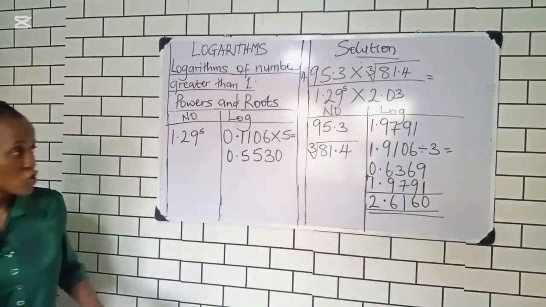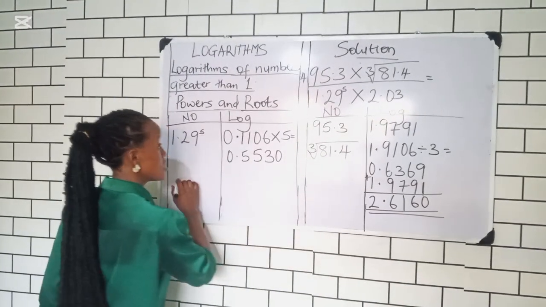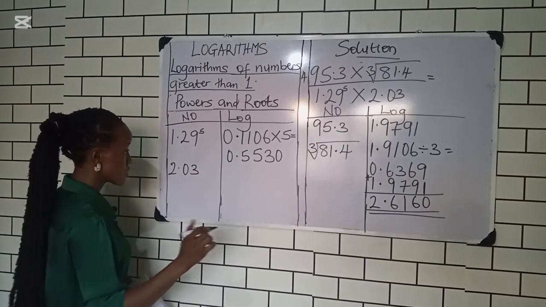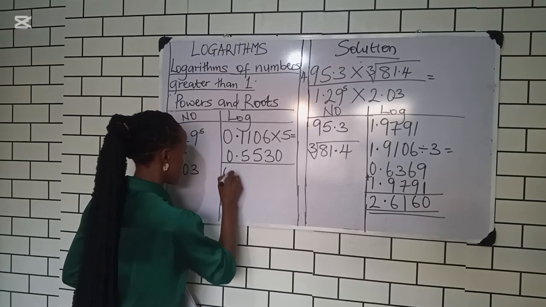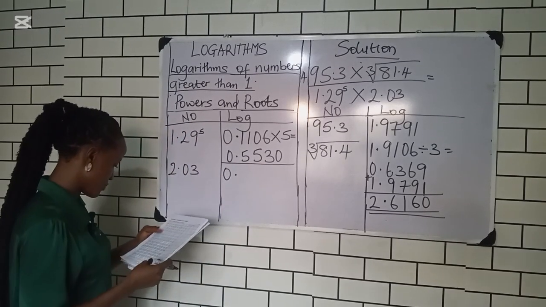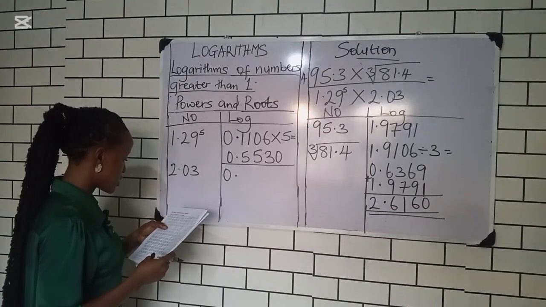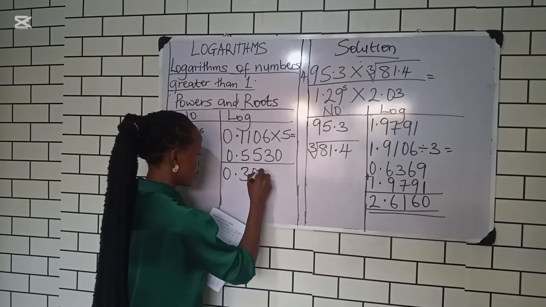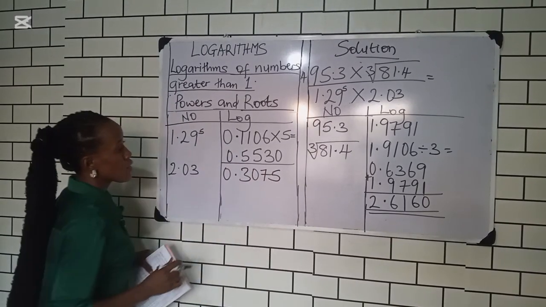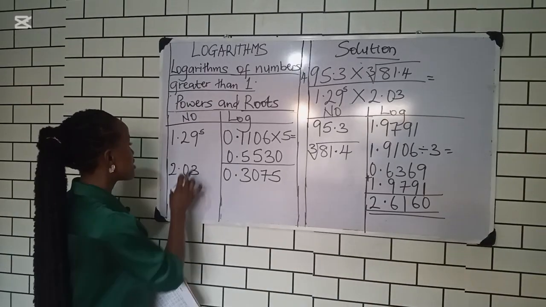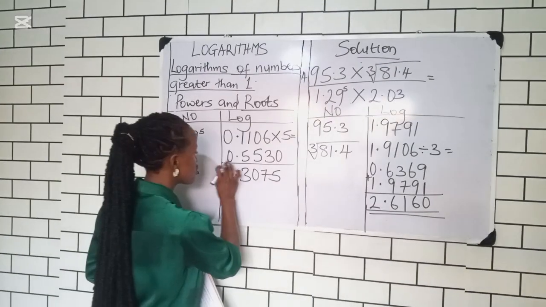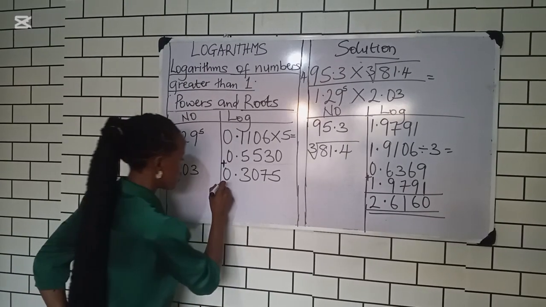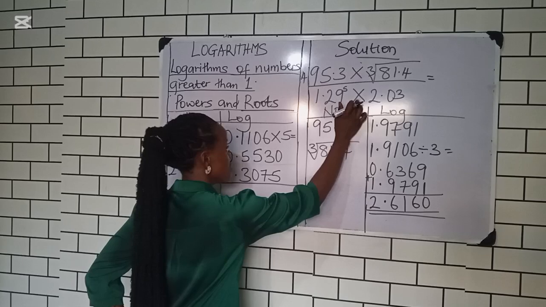Now the second number in the denominator part is 2.03. Now 2.03, the characteristic part here is 0. Look for 20 under 3 in your logarithm table. 20 under 3 here is 3075. Now, what else are we going to do? We are going to add the logarithm of this one and this one, which is this number here. We have this. Add your addition sign. You add the two numbers because of this multiplication in between them.